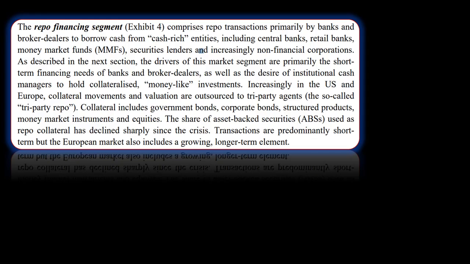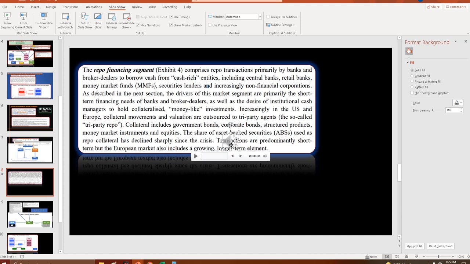Now, Exhibit 4. Now let's talk about the Exhibit 4 comprises repo transactions primarily by banks and broker-dealers to borrow cash from cash-rich entities, including central banks, retail banks, money market funds, securities lenders, and increasingly non-financial corporations. As described in the next section, the drivers of this market segment are primarily the short-term financing needs of banks and broker-dealers, as well as the desire of institutional cash managers to hold collateralized money-like investments. So look at this one.